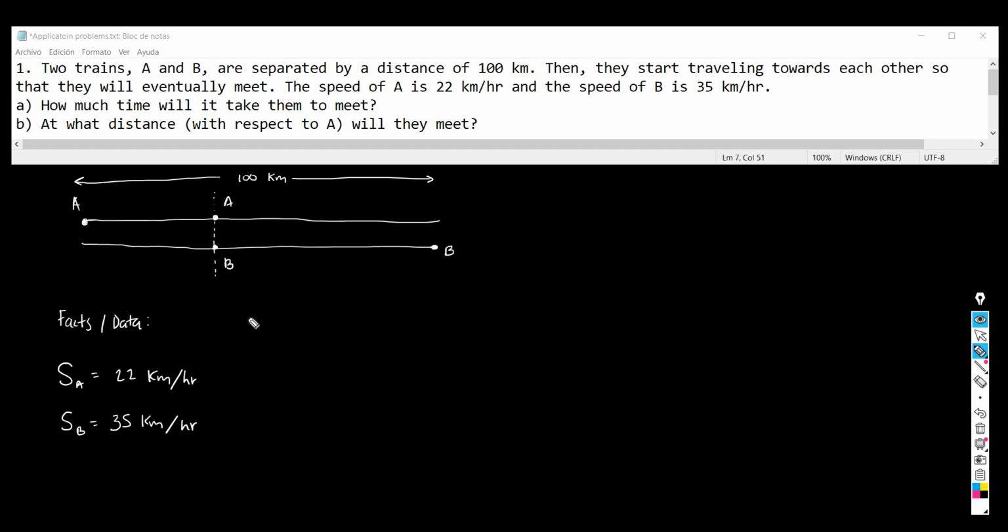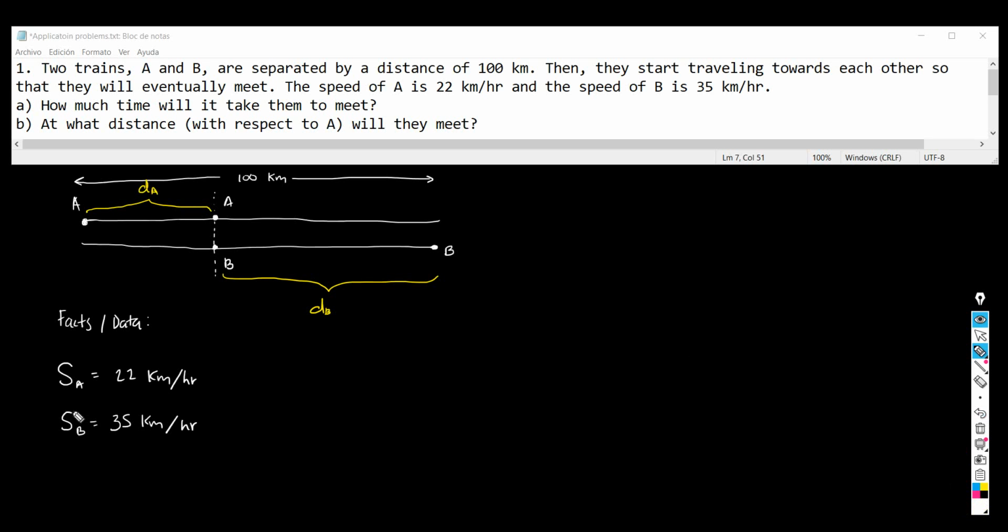What is the logic behind this problem? If you notice, guys, let's suppose that they have already traveled and they are already at this point in which they pass one another. And then what I can observe, if I pay attention, is that this is the distance traveled by train A, which I can label as dA, and all of this is the distance traveled by train B.